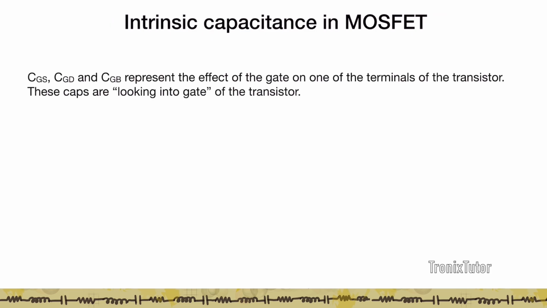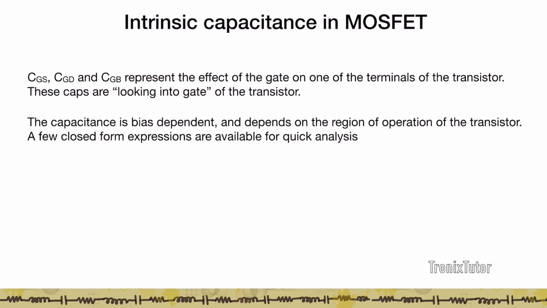So CGS, CGD, and CGB represent the effect of the gate on one of the terminals of the transistor. And these caps are sometimes referred to as looking into the gate of the transistor. One thing to keep in mind is all these capacitances are bias dependent, right? That's because they depend on the region of operation of the transistor.